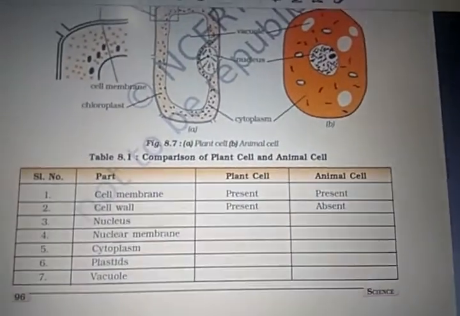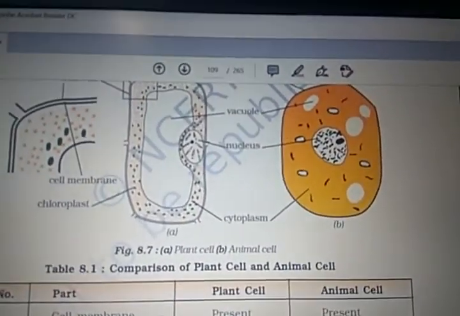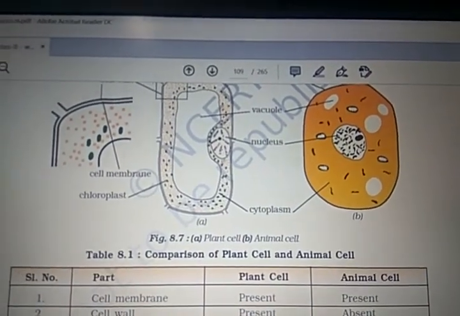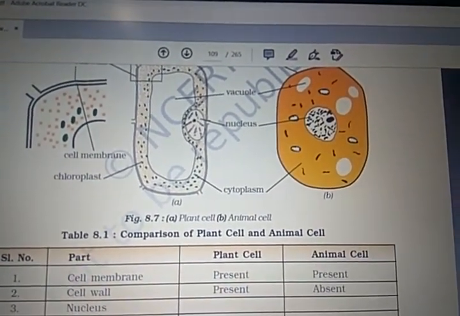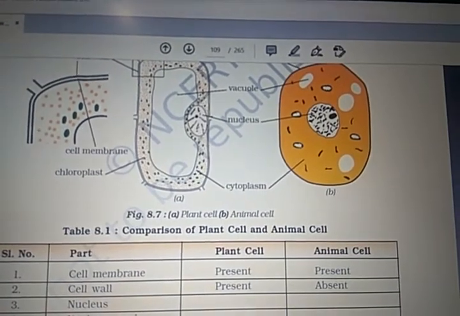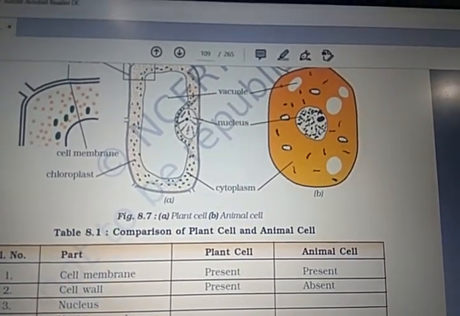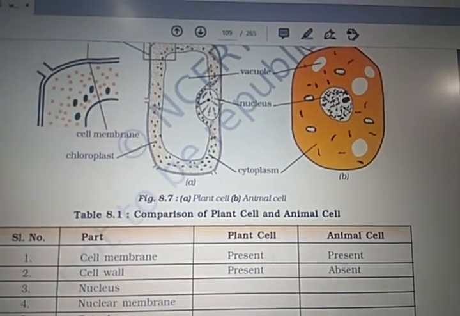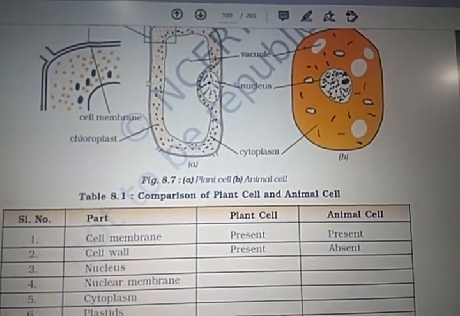Here you can see, students, A is a plant cell and B is an animal cell, where the vacuole is very small in the animal cell while large in the plant cell.